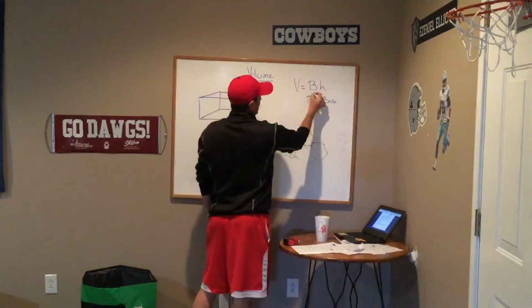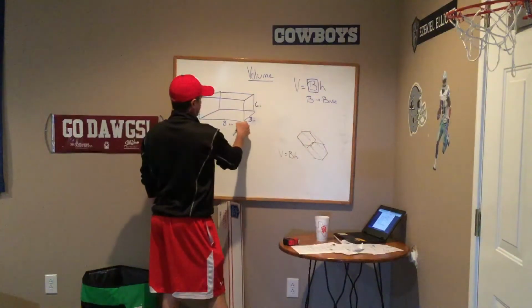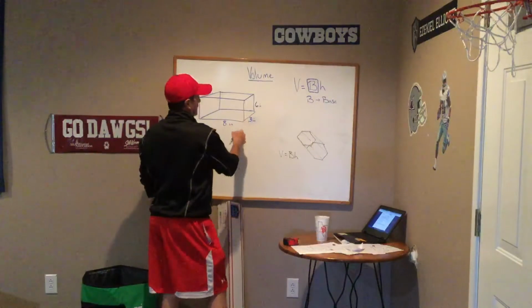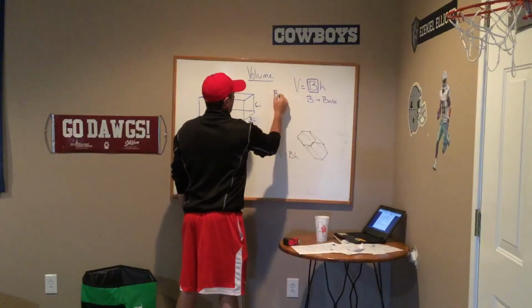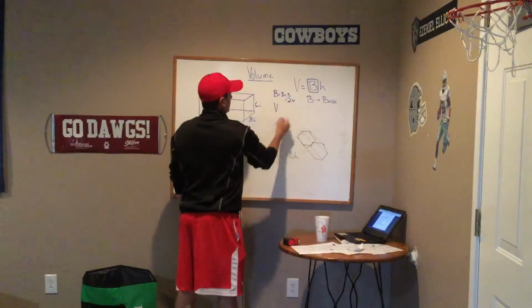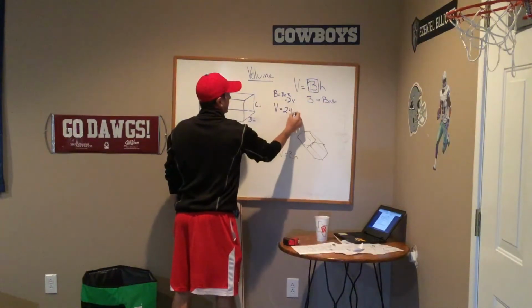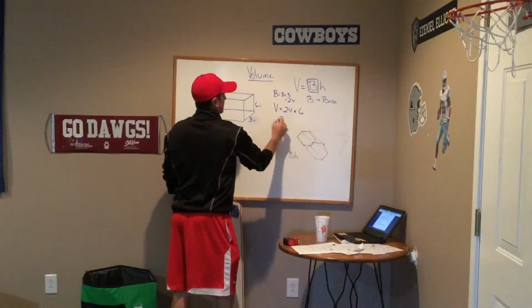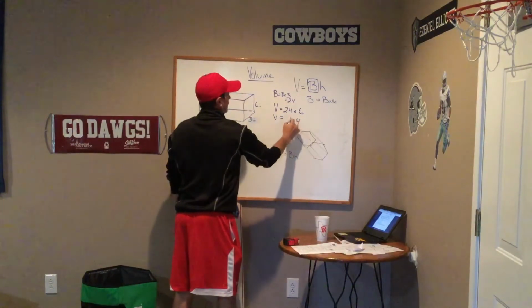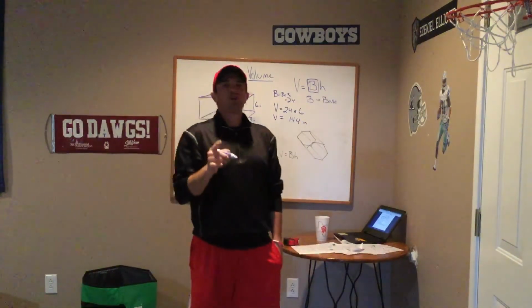But really, if we want to find the volume, we first want to find the base. The base of this particular shape is going to be 8 times 3, which you know is 24. Then we take the base times the height, and that's 6, and then we find the volume, which is 144 inches cubed.